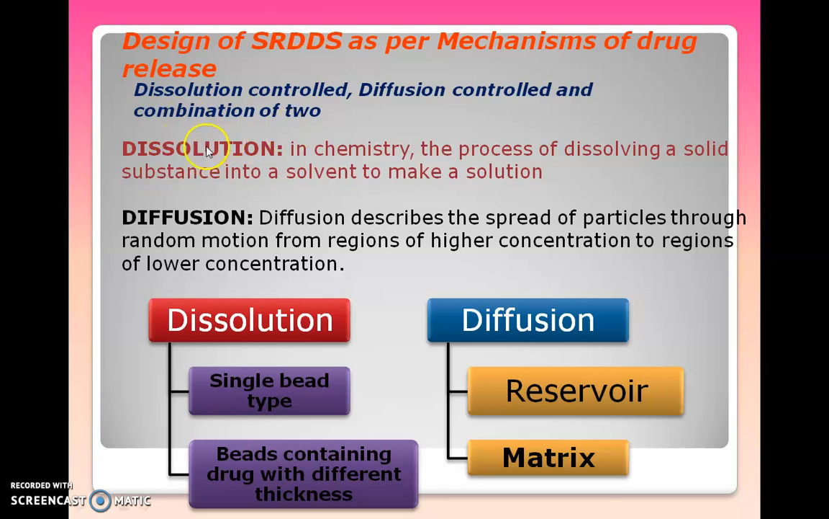So we all know that dissolution means, in chemistry, the process of dissolving a solid substance into a solvent to make a solution, and diffusion is nothing but the spread of particles through random motion from regions of higher concentration to regions of lower concentration. Dissolution control system can be of two types: single bead types and beads containing drug with different thickness of coating. Diffusion control system also may be of two types, that is reservoir type and matrix type.